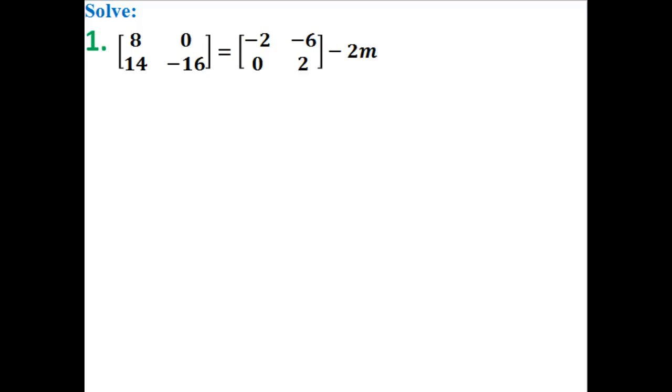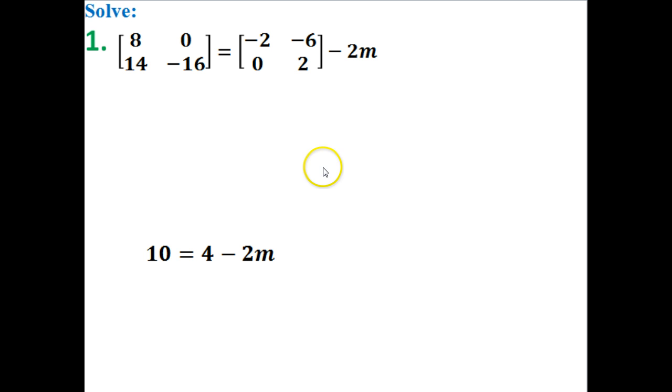This one we're working on solving this equation, and it's got two matrices in here. What we're trying to find out is what the value of m is. Now, if I gave you an equation, let's go with a different one just for a moment, so I can illustrate what we're going to be doing here.